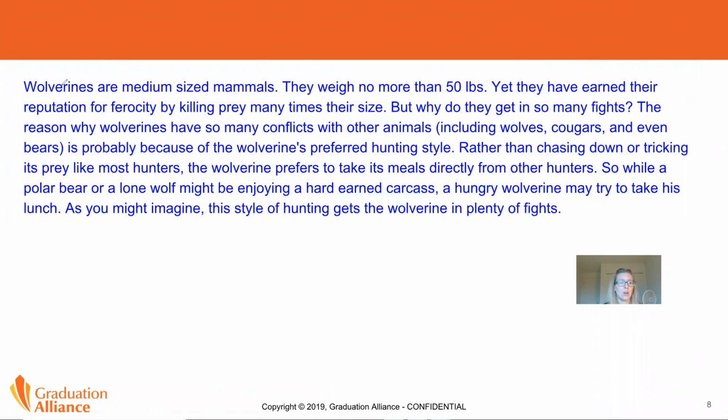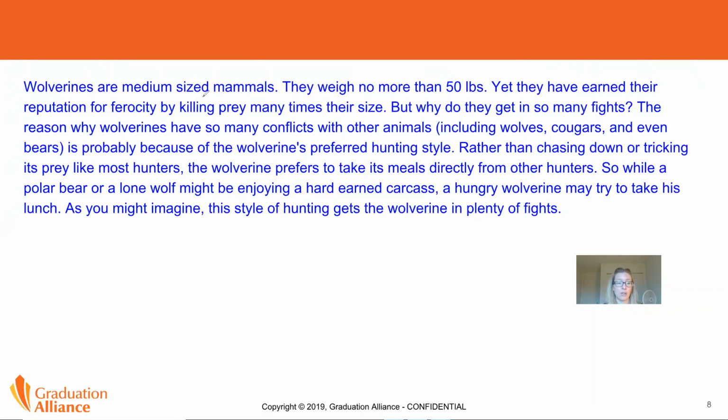Okay, so wolverines are medium-sized mammals. They weigh no more than 50 pounds, yet they have earned their reputation for ferocity by killing prey many times their size. But why do they get in so many fights? The reason why wolverines have so many conflicts with other animals, including wolves, cougars, and even bears, is probably because of the wolverine's preferred hunting style.